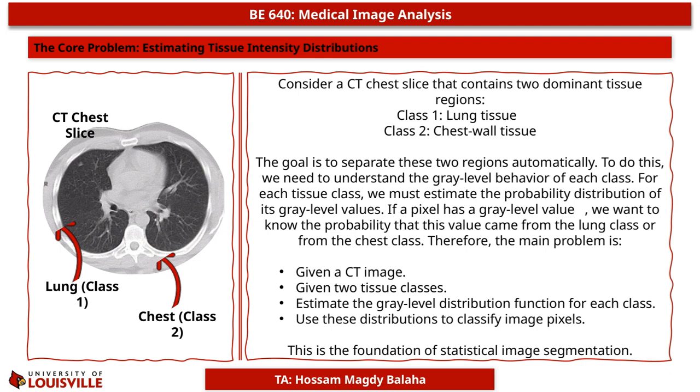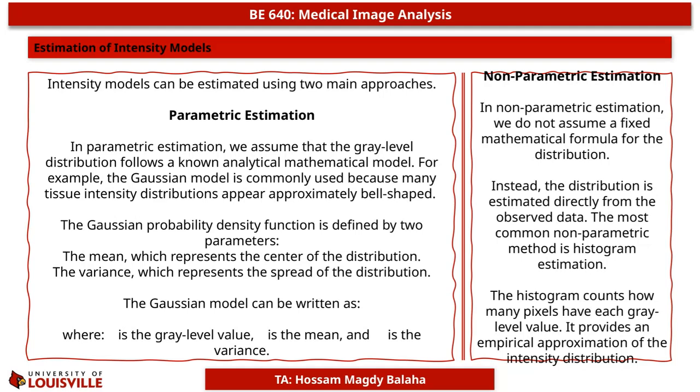The overall process has three steps. Start with a CT image, define the two tissue classes, and estimate a distribution function for each one. These distributions then provide the statistical basis for classifying individual pixels. So, the key idea is using intensity distributions to decide which tissue class each pixel most likely belongs to. This forms a foundation of statistical image segmentation.